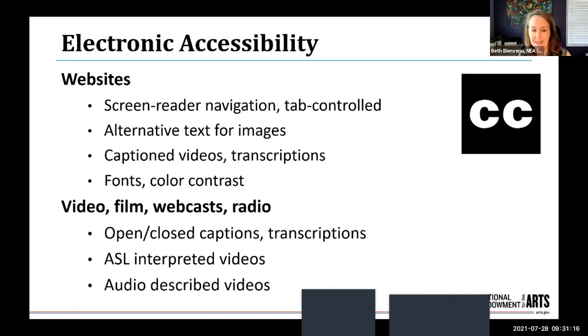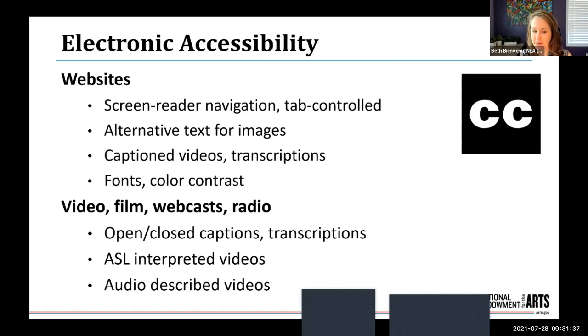Make sure that your fonts are accessible. You don't use scripty fonts or things that are hard to read and perceive, and that you have a high color contrast. And there are tools to help you with this. And make sure that your video, film, webcast and radio have open or closed captions, transcriptions.